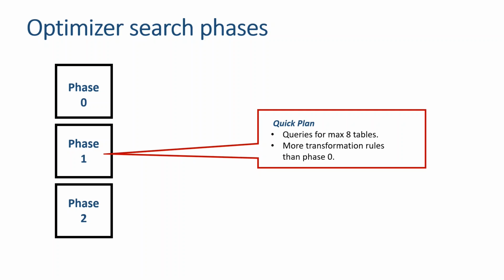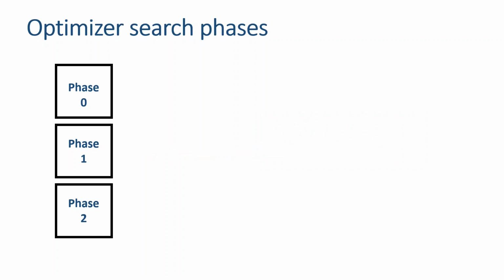What happens with phase 0 and phase 1 is that the optimizer takes our query and compares it with already existing execution shapes. If it finds a good enough plan from those shapes, it will grab that plan from these phases. But what happens with phase 2? Phase 2 is a little bit different.